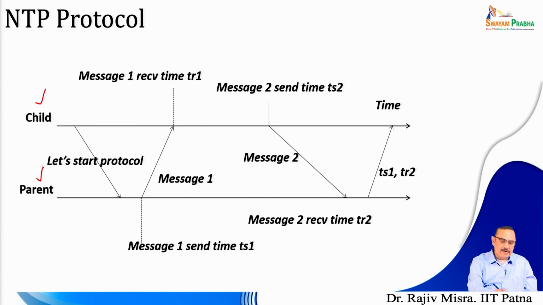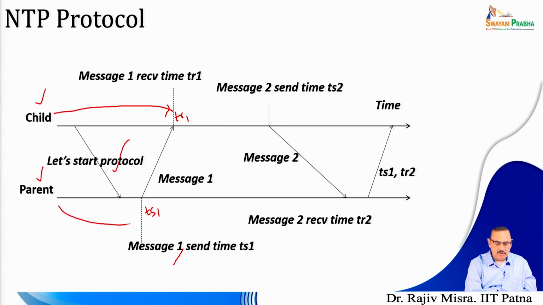Now, the child will send a message, let us start the protocol, and the message 1 send time is, let us say, Ts1. The parent will send a message with the time Ts1, and this message will be received by the child at Tr1. Tr1 is according to the clock value of that child, and Ts1 is the clock value of its parent clock.